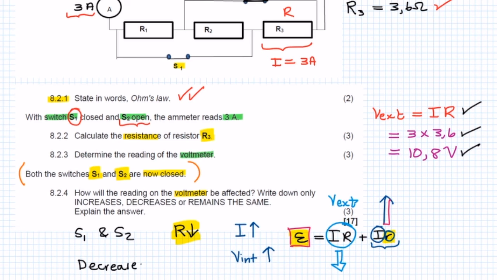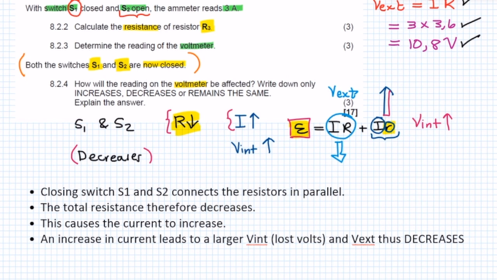It decreases. Okay, so when you state your reasons, you need to explain that the total resistance decreases, resulting in the total current increasing. When the total current increases, V internal increases, and as a result, we find that V external decreases. Whenever you are asked for an explanation, it is always best to give your answer in bullet point form to avoid confusing yourself, so that you know exactly what you're writing down to get marks, right? So this is out of 3 marks, so we know that we need at least 3 valid points.